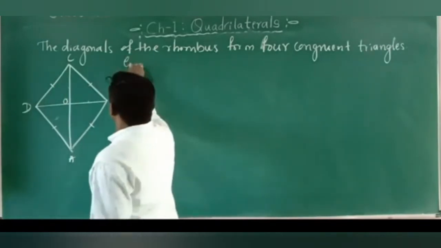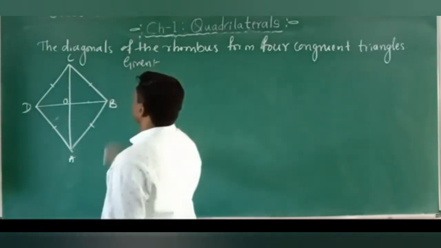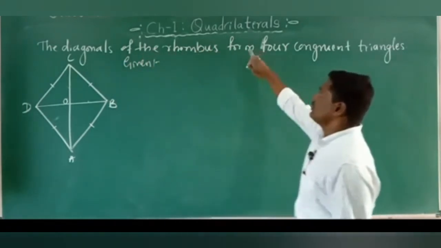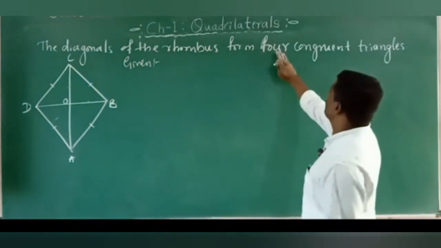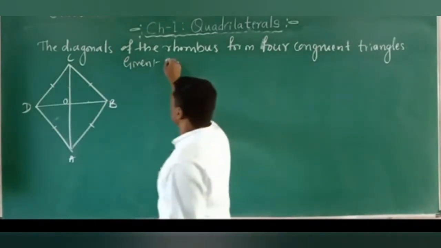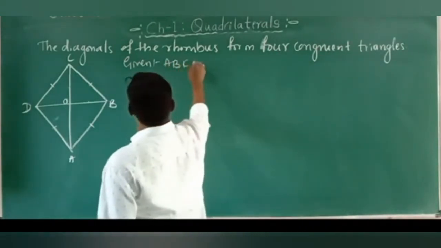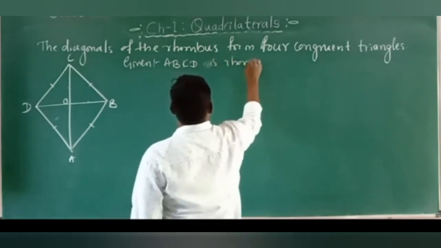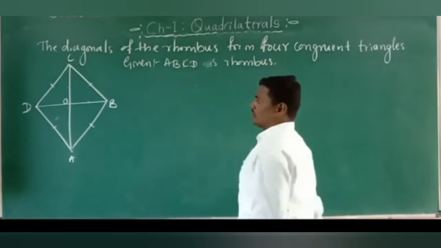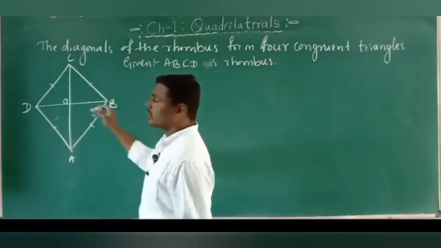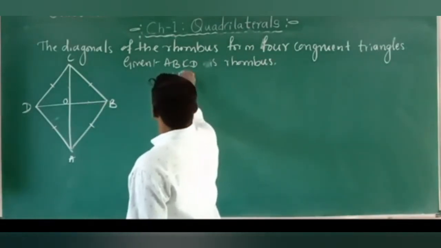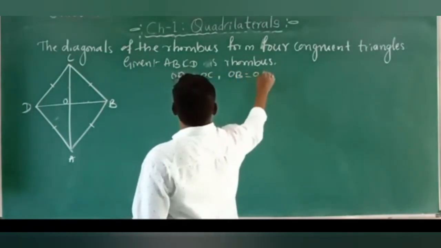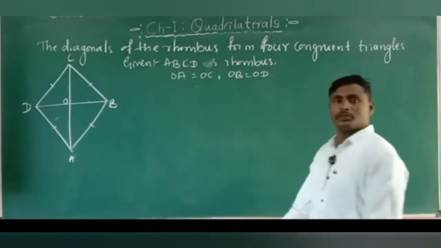So write the given part. The diagonals of the rhombus form four congruent triangles. So here ABCD is a rhombus, and the diagonals bisect each other. It means OA is equal to OC and OB is equal to OD.